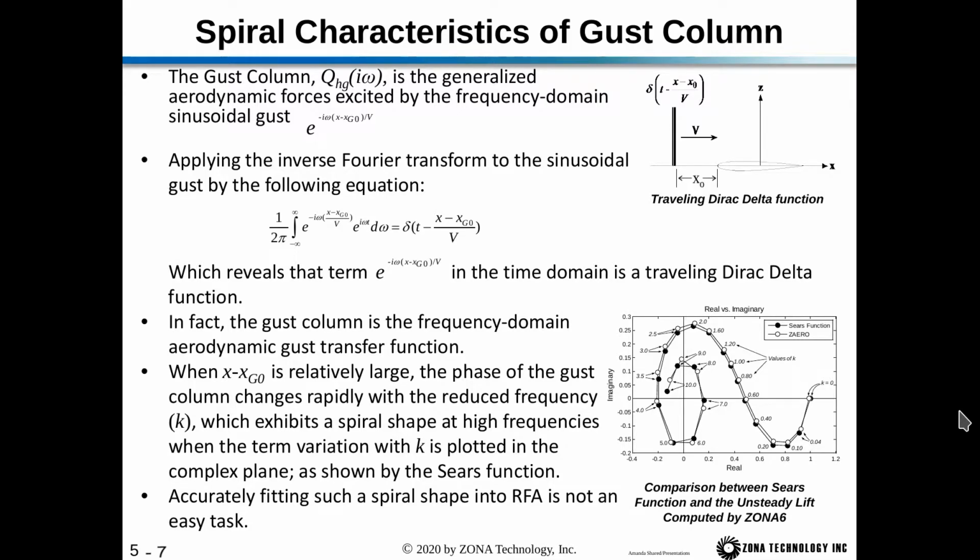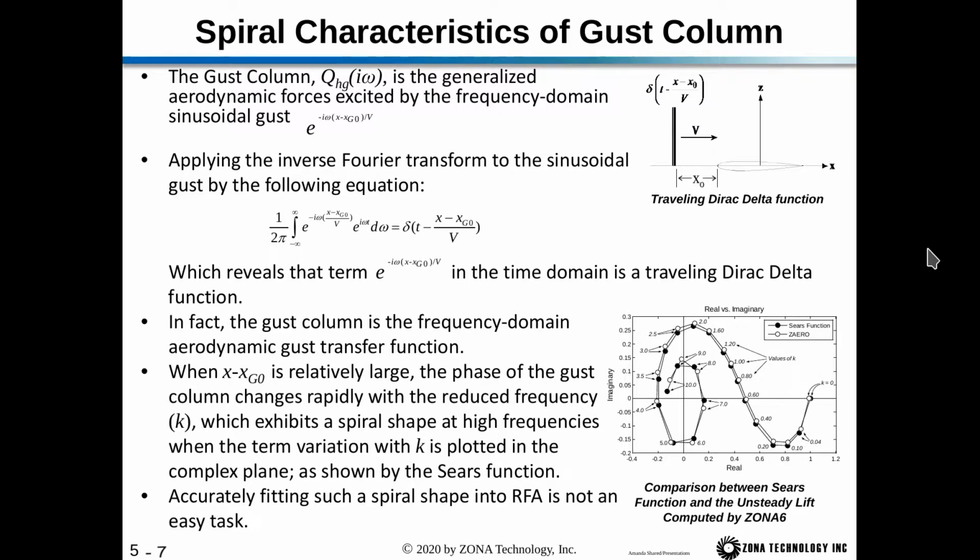Next, let's talk about the spiral characteristics of the gust column that we mentioned a few slides back. Now the gust column, QHG of I omega, is the generalized aerodynamic forces excited by the frequency domain sinusoidal gust, e to the I omega times x minus xg naught over v. Now if we apply the inverse Fourier transform to the sinusoidal gust, we get delta of t minus xg naught over v. So this is our traveling Dirac delta function. So this term, e to the minus I omega, in the time domain is a traveling Dirac delta function.